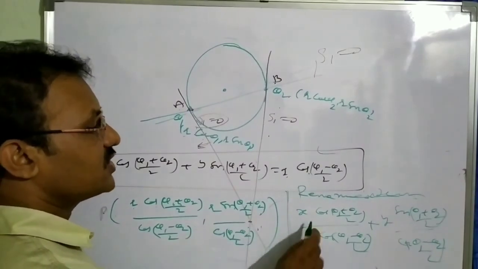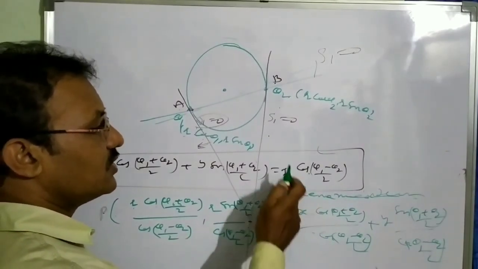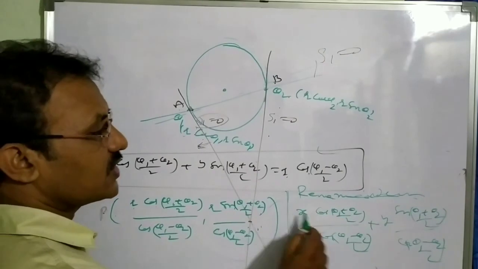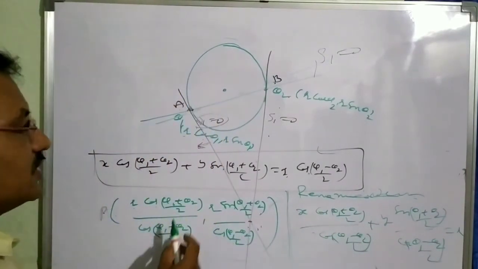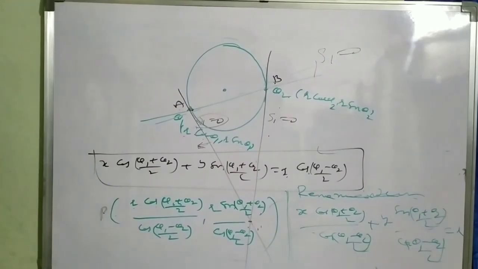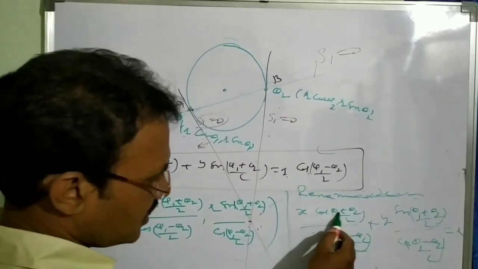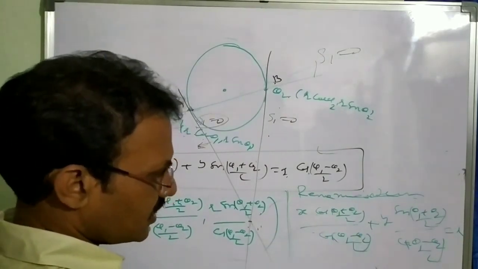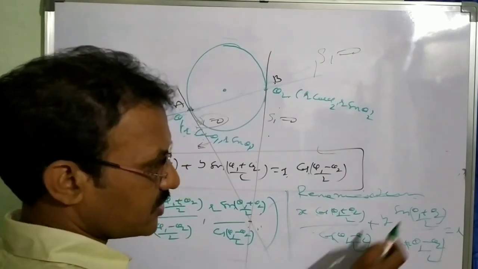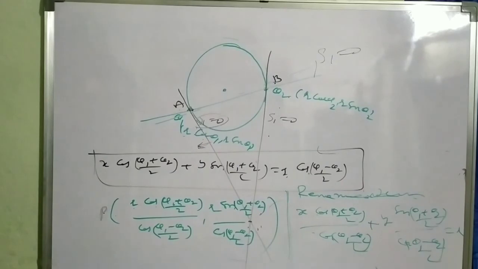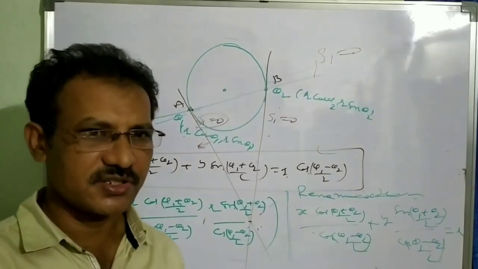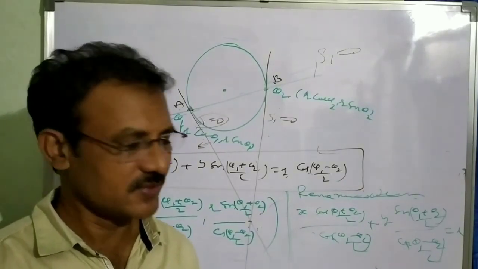For further remembrance, we just have to add r. I am saying this for remembrance, but actually we have to solve both the equations. Understanding? Just cos((theta 1 plus theta 2)/2) by r cos((theta 1 minus theta 2)/2), sin((theta 1 plus theta 2)/2) by cos((theta 1 minus theta 2)/2). That is the point of intersection of the tangents drawn at the end points of the chord. That is very important.